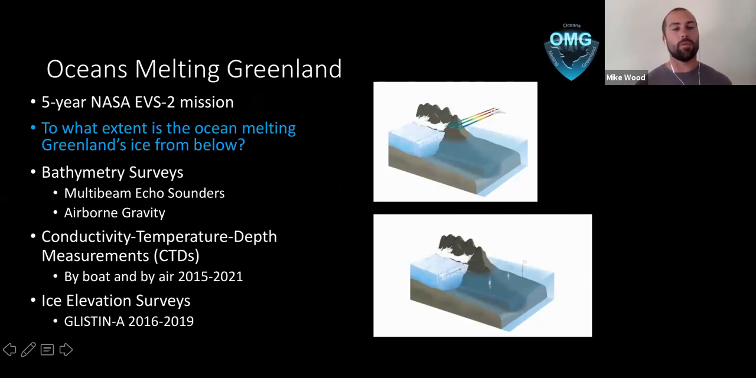we've done a full-on scientific strike mission to Greenland, doing bathymetry surveys, both using echo sounders and airborne gravity. We've done conductivity temperature depth measurements, both by boat and by air, for the entirety of the Greenland coastline, and that started in 2015. And then we've also done surveys of the ice elevation right at the ice front using the GLISTIN-A radar interferometer. So what has all of this new data given us for Greenland?